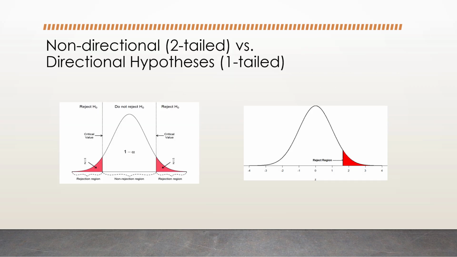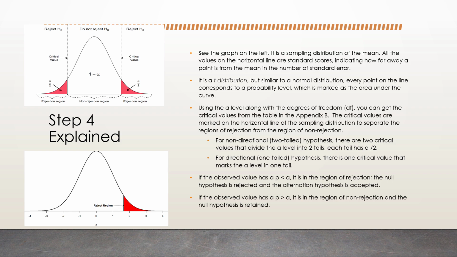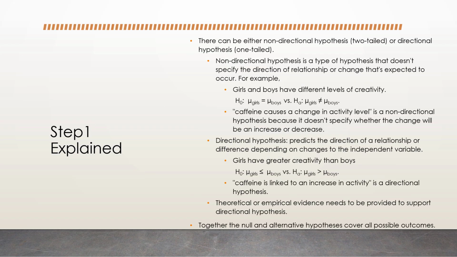For directional tests, there is one critical value marking the region of rejection in one tail. For non-directional tests, alpha is split into 2 tails, with 1/2 of alpha in each. Directional tests are more powerful because they concentrate probability in one tail, giving a greater chance to reach significance. But they should only be used when strong theoretical or empirical evidence justify them.